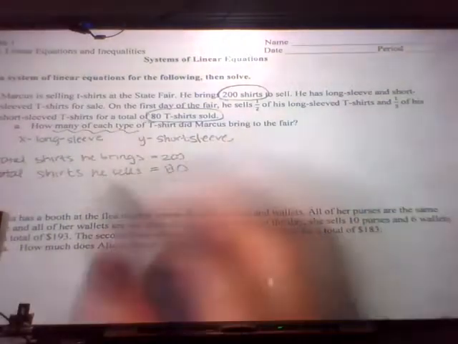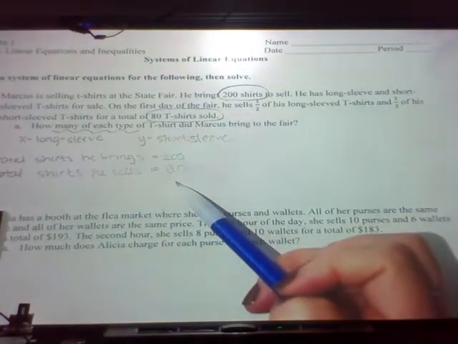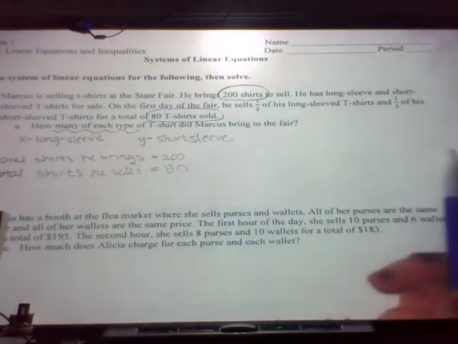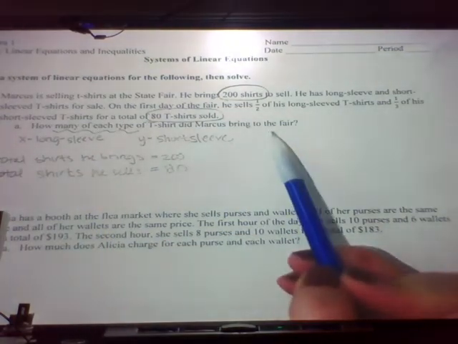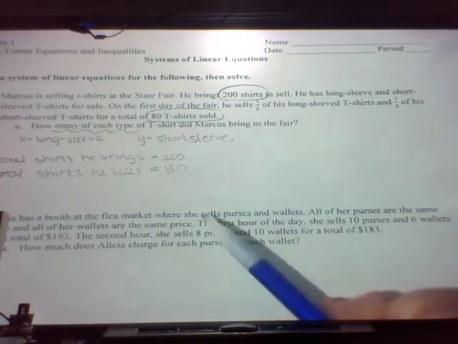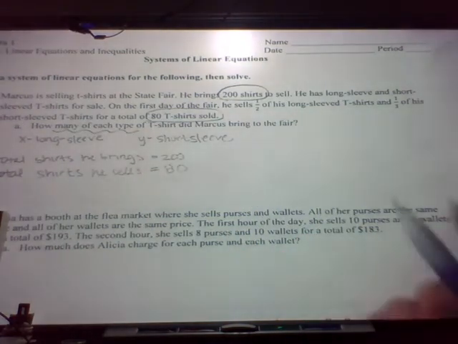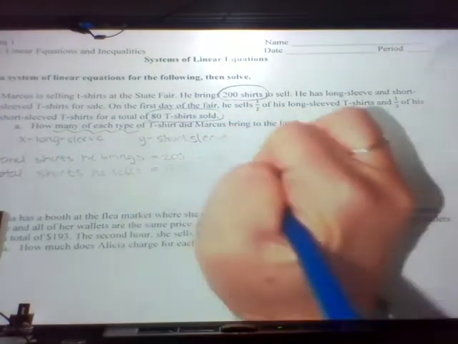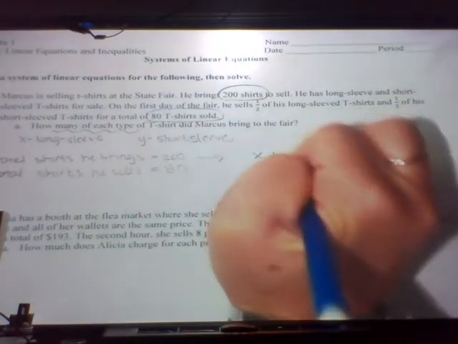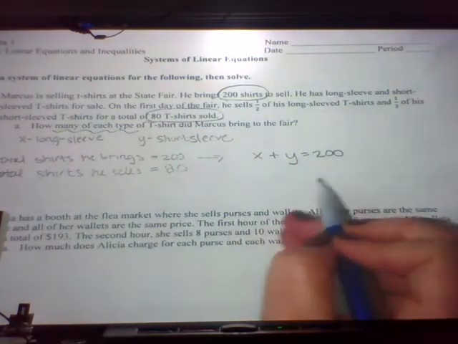Okay, so let's see what it tells us in the question about shirts he brings versus shirts he sells. So it doesn't really tell us how many shirts he brings. And if I look in my question, that's what I'm asked to find. I'm asked how much of each type of shirt did Marcus bring to the fair? Well, there's only two different types of shirts. There's long sleeve shirts and there's short sleeve shirts. So this equation is just going to be X plus Y is equal to 200. Okay, that's what he brought to the fair.